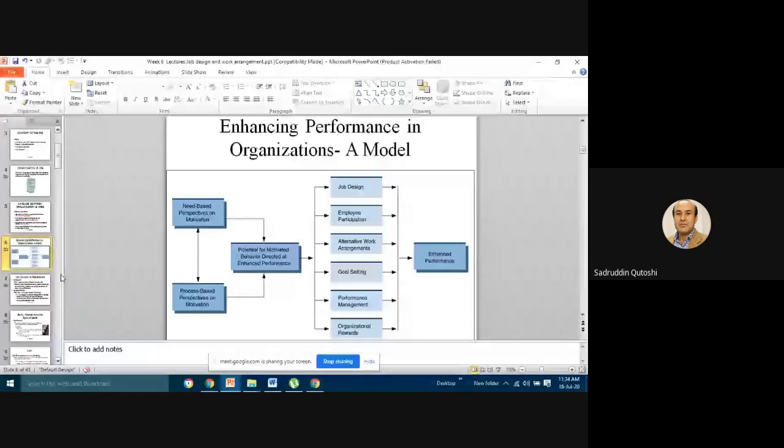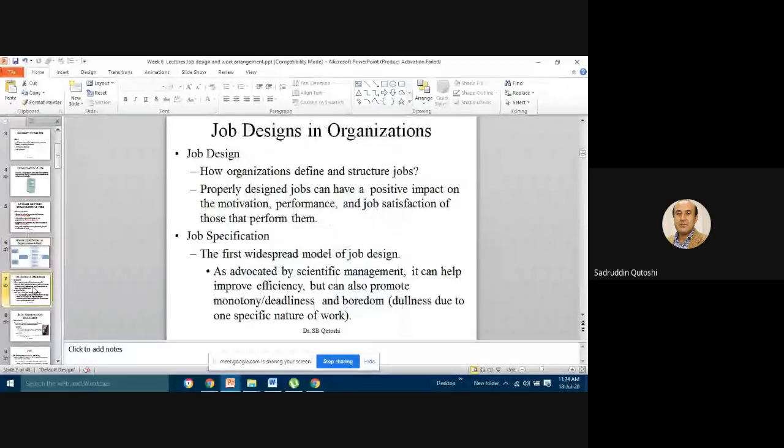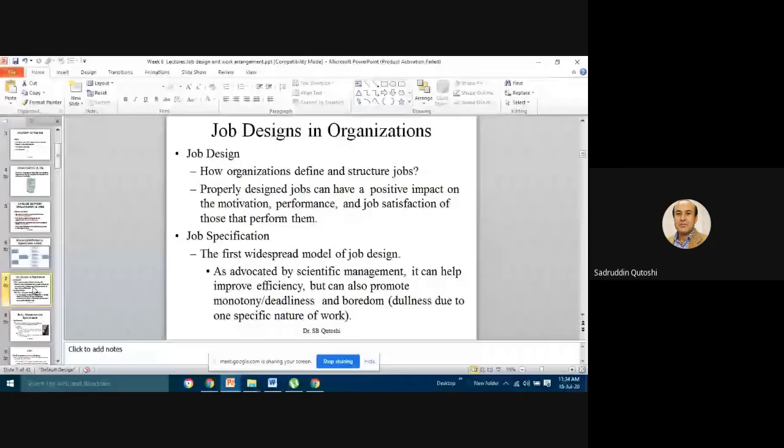Let's look very briefly again at what job design is, and how organizations define and structure their jobs. Properly designed jobs can have a positive impact on the motivation, performance, and job satisfaction of those people who are performing in those jobs.